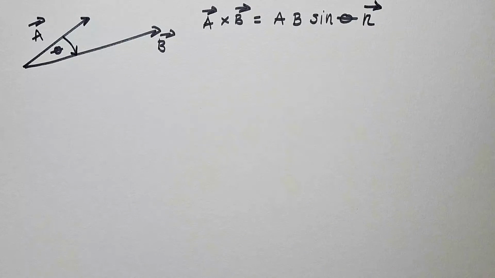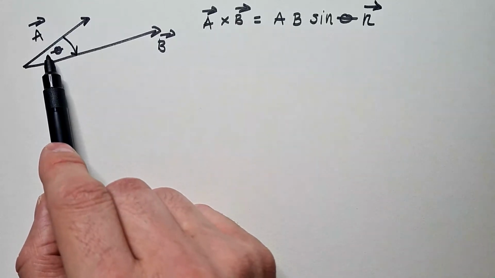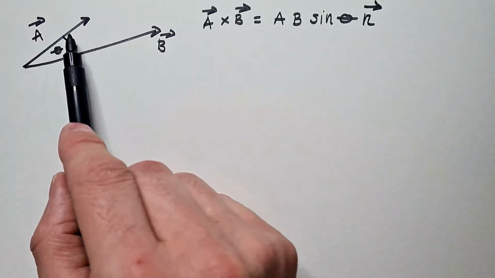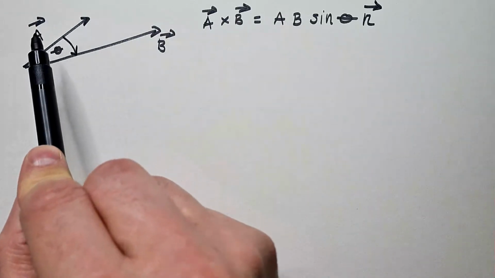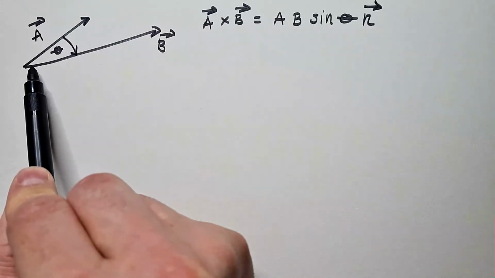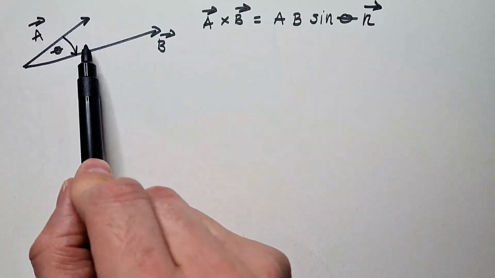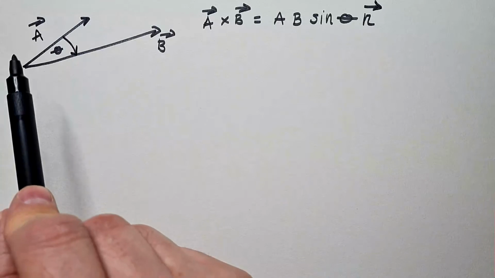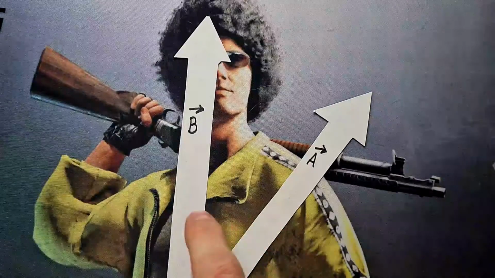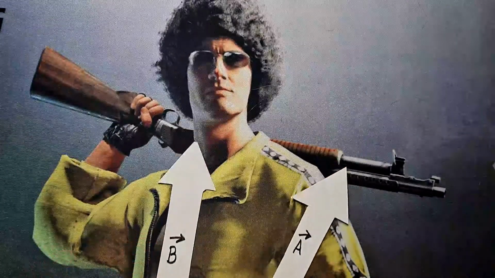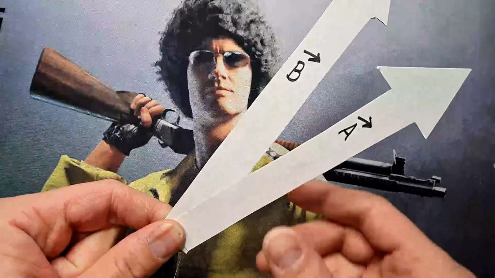And that rule says the following: turn A into B, and as you are doing it, an imaginary screwdriver would advance down in this case, because this is clockwise direction. As you are turning A into B, a screwdriver would advance down. For example, if you are turning B into A, it is counterclockwise direction, a screwdriver would emerge from the page. Let's say I have these two vectors, A and B. What is cross product? And namely, what is the orientation of cross product?